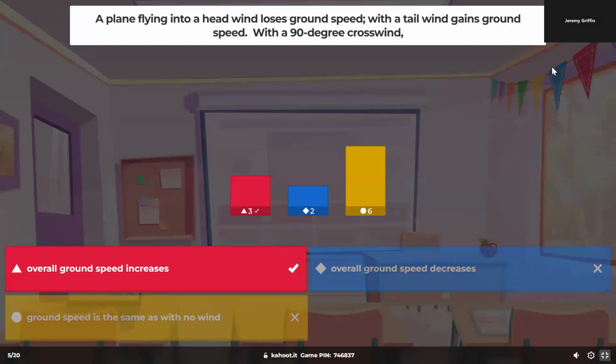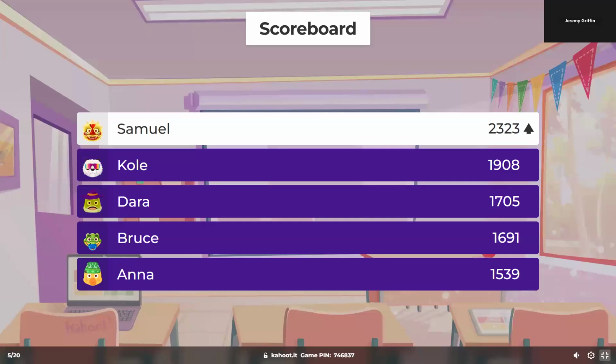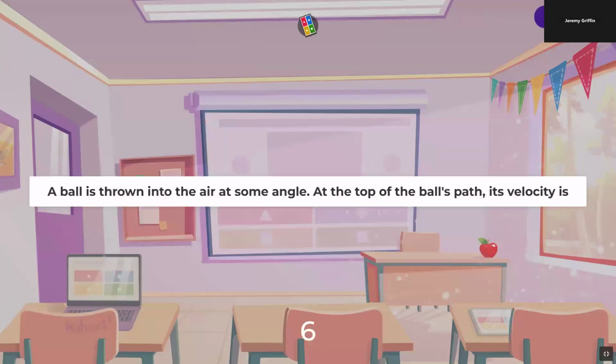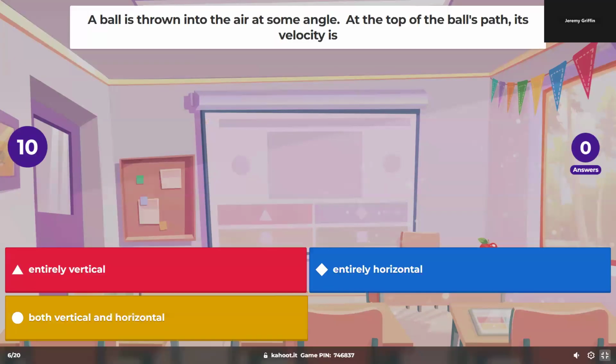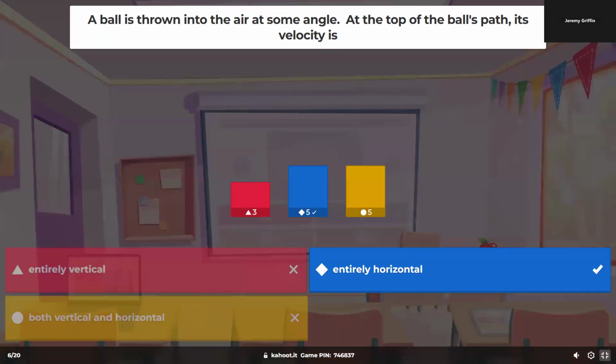All right. I got Anna, Bruce, Dara, Cole, Samuel. A ball is thrown into the air at some angle. At the top of the ball's path, its velocity is entirely horizontal. Yeah.